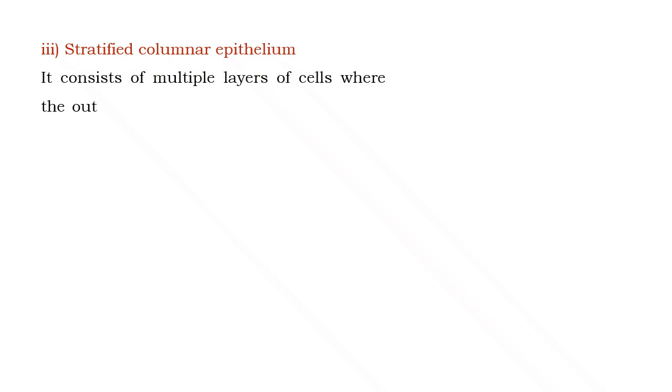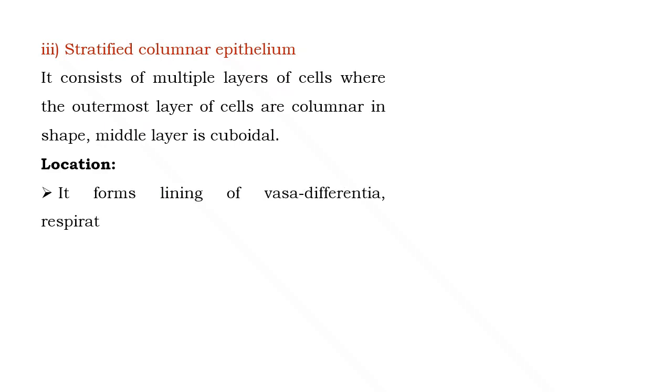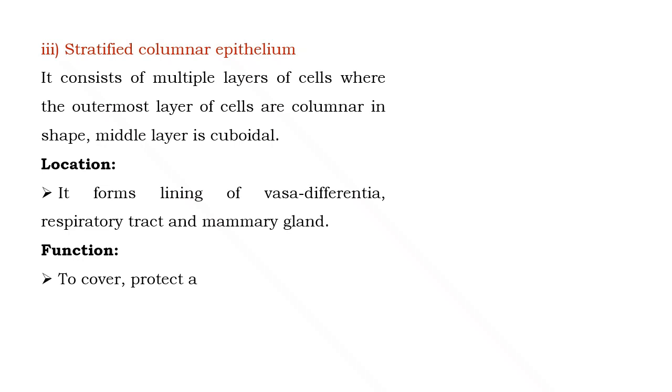Stratified columnar epithelium. It consists of multiple layers of cells where the outermost layer of cells is columnar in shape, and the middle layer is cuboidal. Location: it forms the lining of vas deferens, respiratory tract and mammary gland. Functions: to cover, protect and propel material.